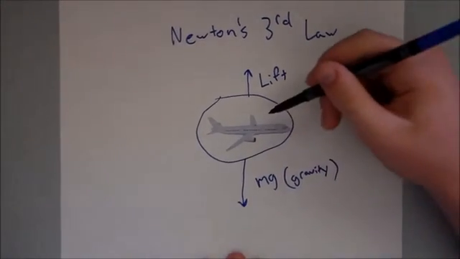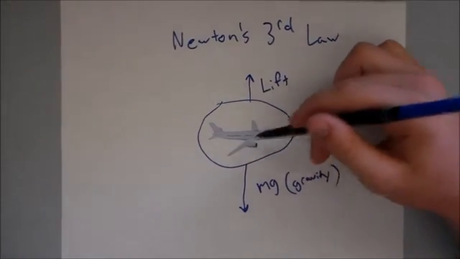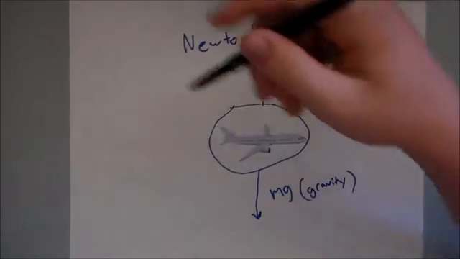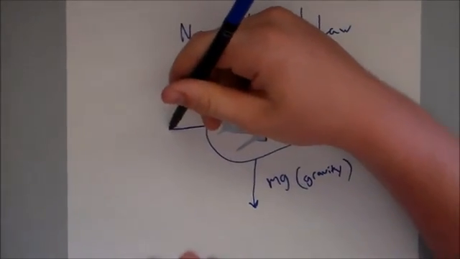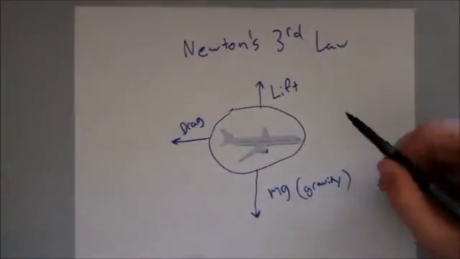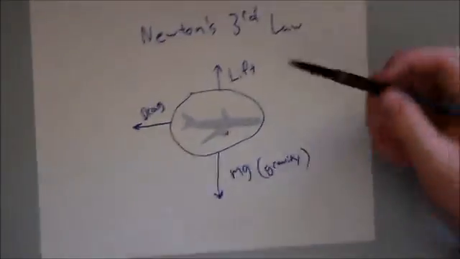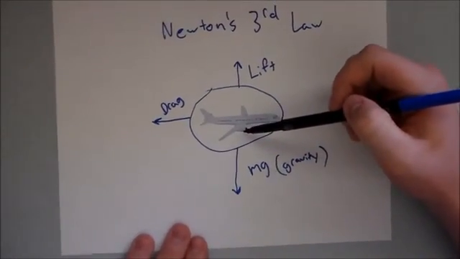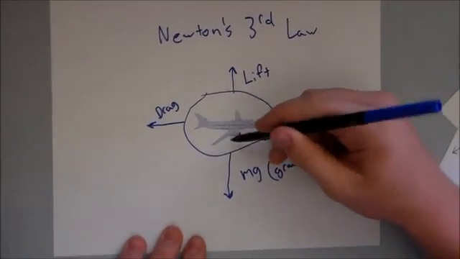And as the plane has an angle of attack, that creates drag, which slows down the airplane. And because there's an equal and opposite reaction to the drag, the force that's acting is actually the thrust from the engines right here.